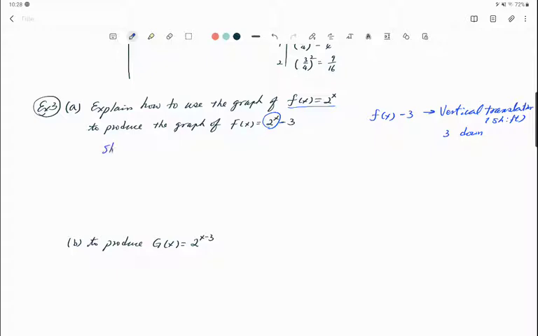So shift the graph of f of x, which is 2 to the x. How many units down? 3 units down, right? 3 units down. That's it. Very simple.